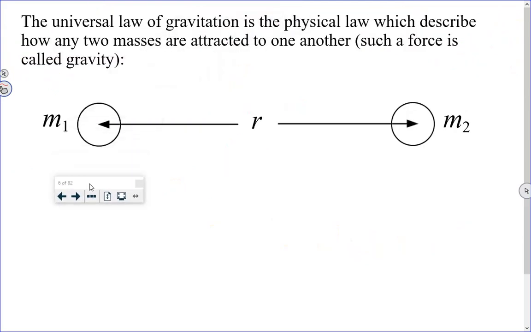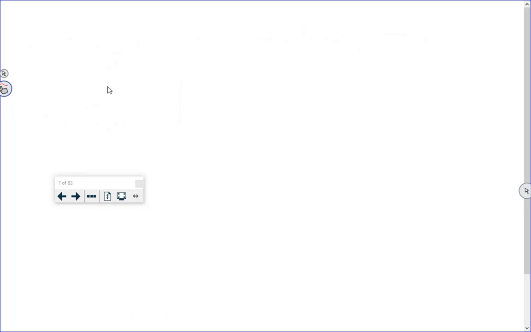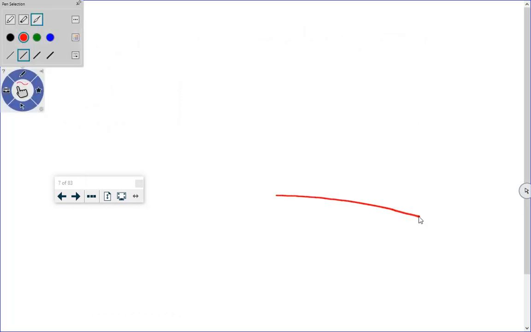Now, let's get back to your notes now. The universal law of gravitation is a physical law. It turns out it's a formula that describes how any two masses are attracted to one another. And that force of attraction between any two masses is called a force of gravity. So up until now, you have just been taught that the force of gravity is something that pulls you towards the Earth. But the fact of the matter is, the force of gravity is a force between you and the Earth. So you're standing on the Earth.